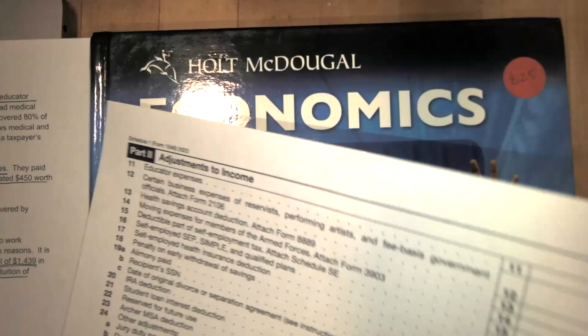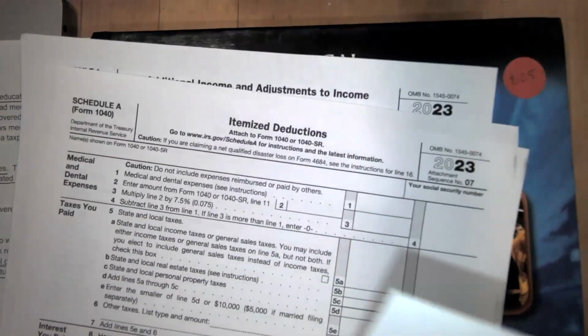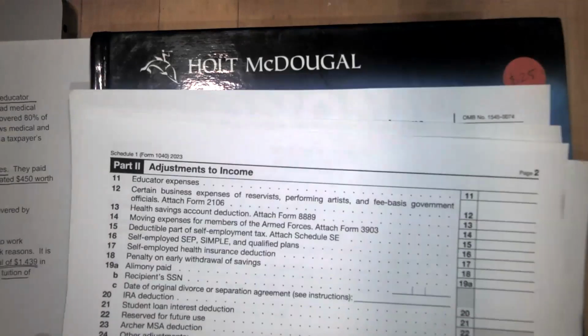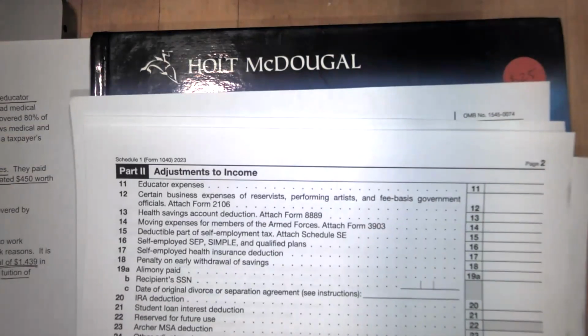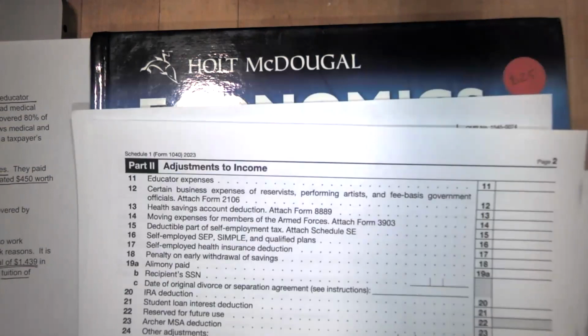There's the educator. Oh, wait, no, we didn't start that one yet. Itemized deductions. Oh, Schedule 1. Educator expenses right there. I forgot we gotta add that in too. Educator expenses, 133.